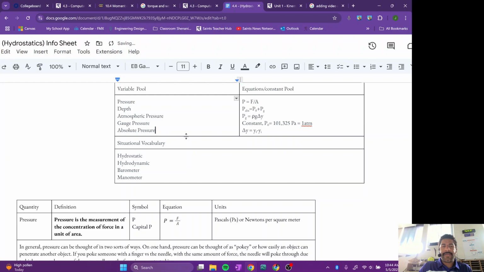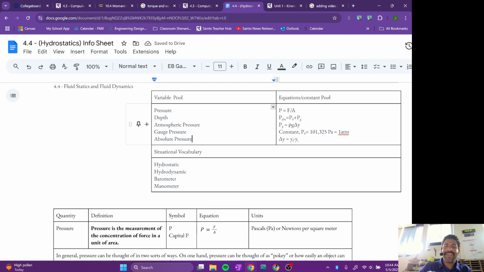Okay. We are talking about hydrostatics. This is fluid that is still, fluid that is not moving. Static means not moving. Hydro means water or fluid.